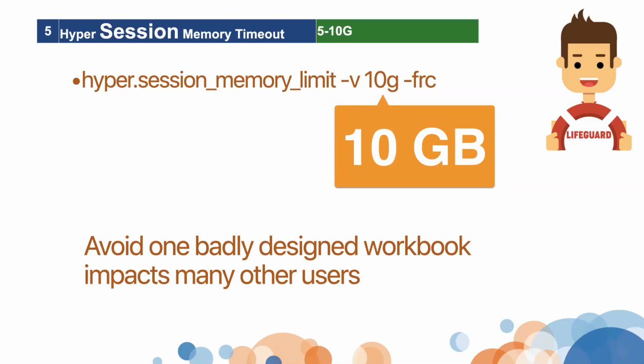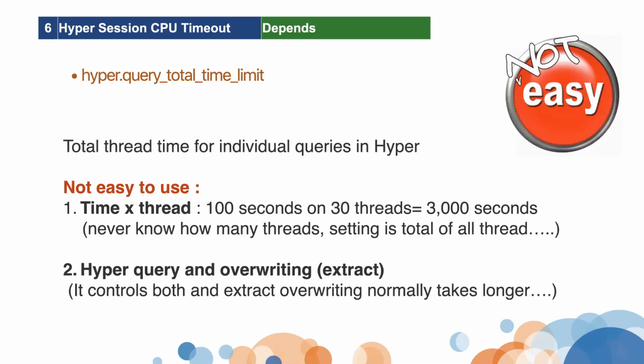Next, you may ask, is there a similar session CPU setting for Hyper? Yes, there is. That's good news. There's hyper.query_total_time_limit. But the bad news is that for this feature, I couldn't figure out how to make it work. It's very hard for me to use. I'm open to ideas. If anyone here in the community, and I know there are a lot of smart admins, is able to make this work, please share with me how it works on your server.